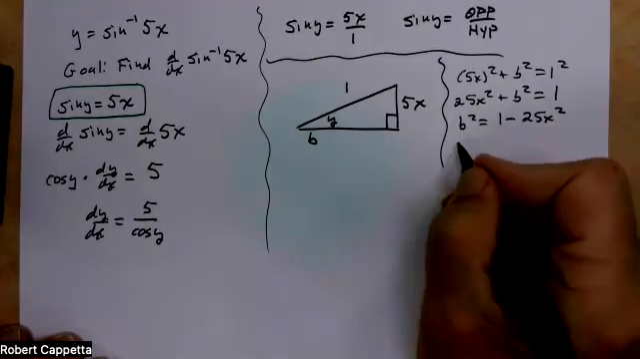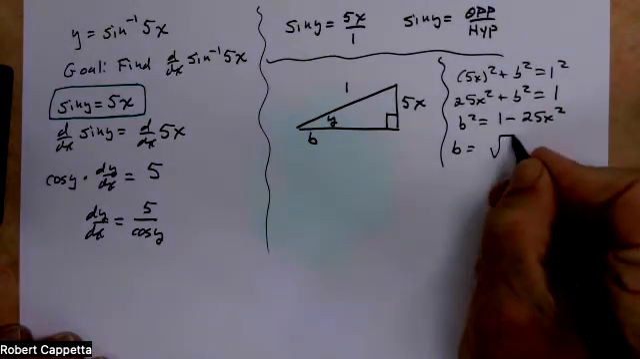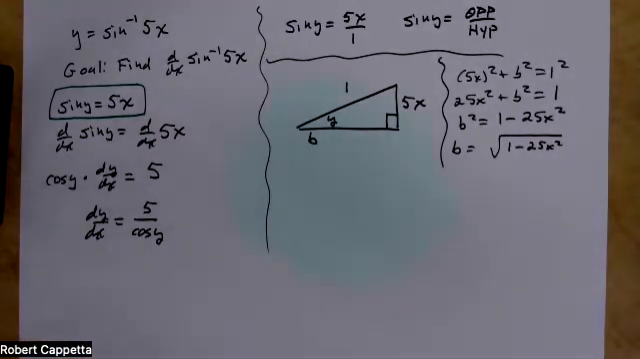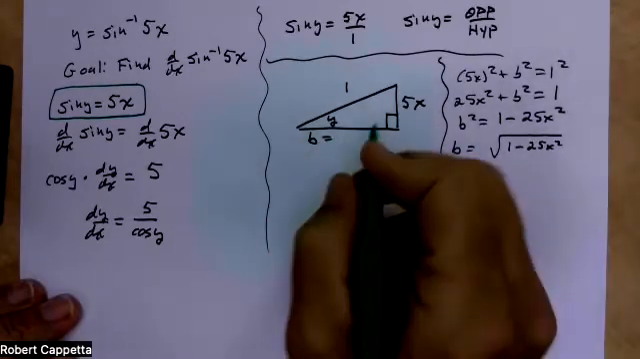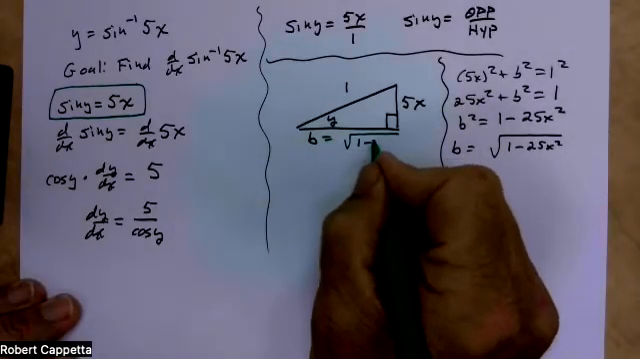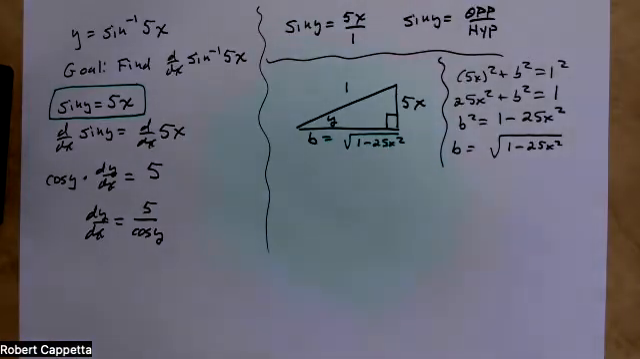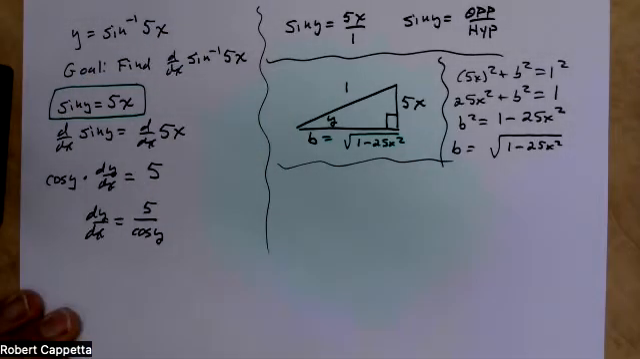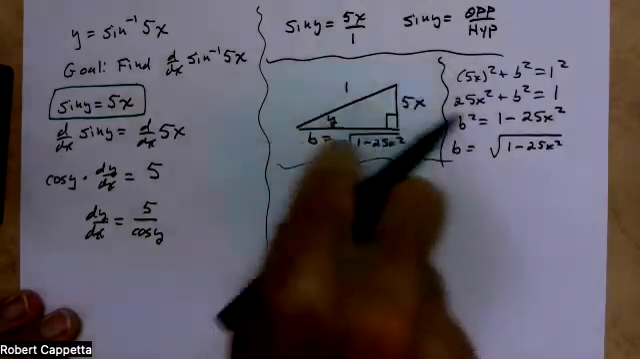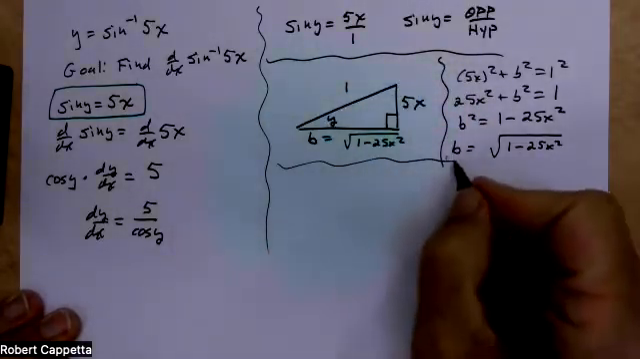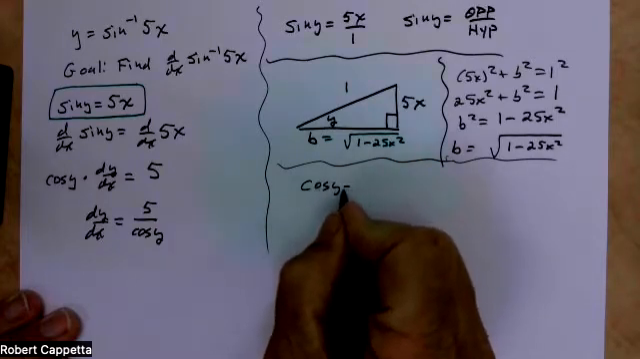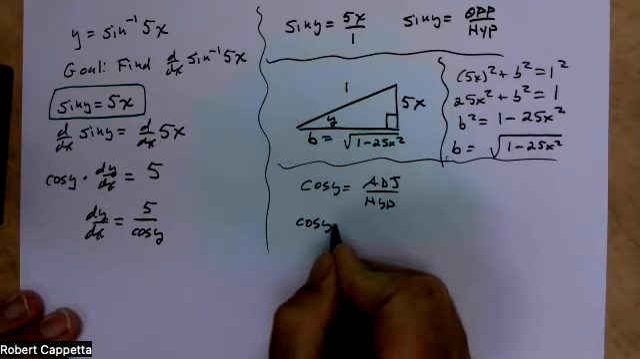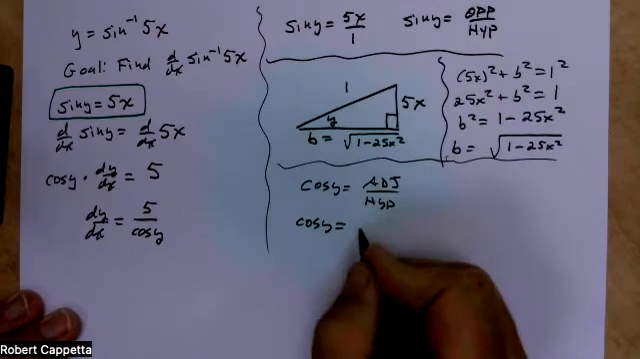Normally, we would say b is plus or minus, but it has to be plus in the case of a triangle. So b is the square root of 1 minus 25x squared. Let's go ahead and make that label. So that's the third side of that triangle. And if we go back to where we were before, we said dy dx, or the derivative of inverse sine x, is 5 over cosine y. Looking at this triangle, what is cosine y? Well, cosine is adjacent over hypotenuse. So we're going to say cosine y is the square root of 1 minus 25x squared over 1.